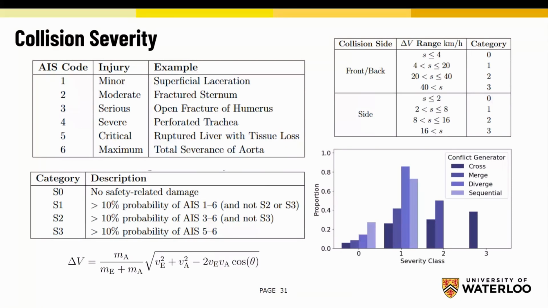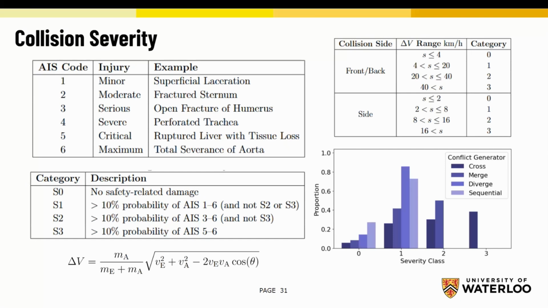Severity class 3 is pretty much entirely occupied by cross collisions. That's because you have vehicles coming head on at each other, hitting each other on the side, at very high relative speeds. Compared to the other scenarios, whether you're merging, diverging, or sequential, both vehicles are pointing in the same direction and roughly headed in the same direction. Delta V is going to be much smaller.